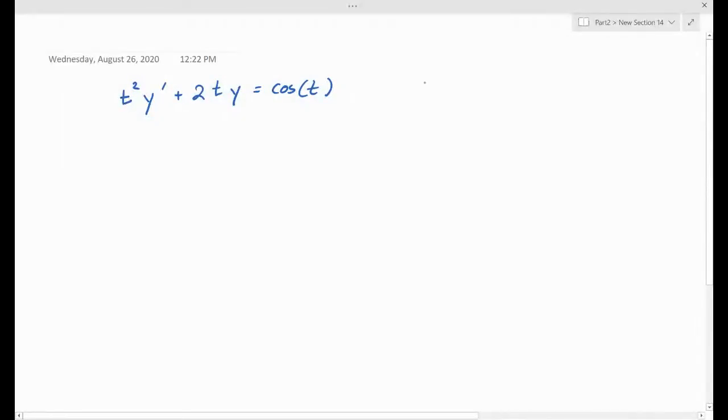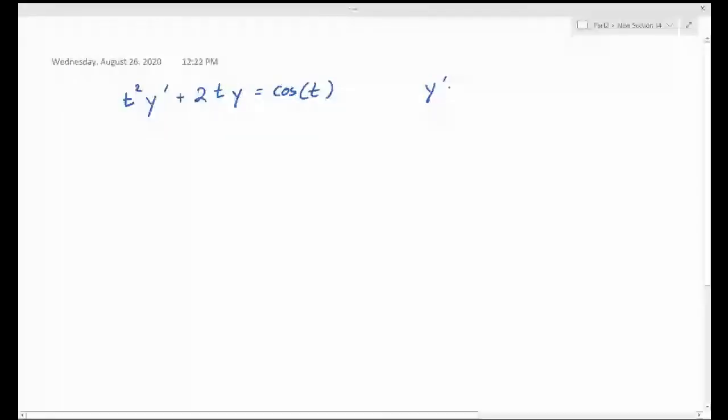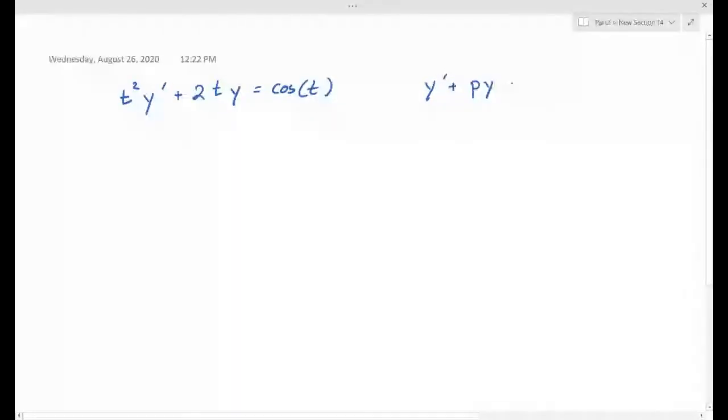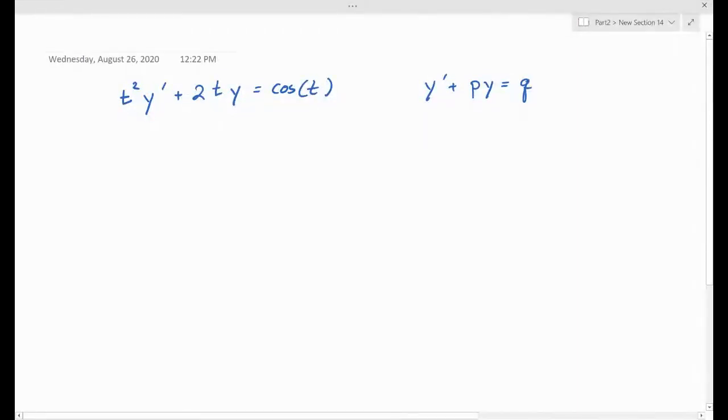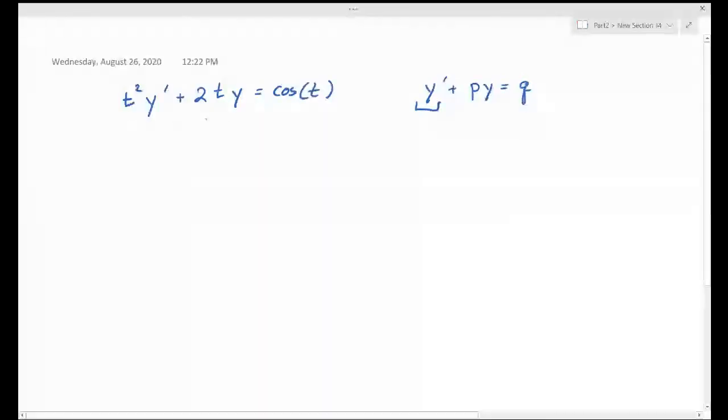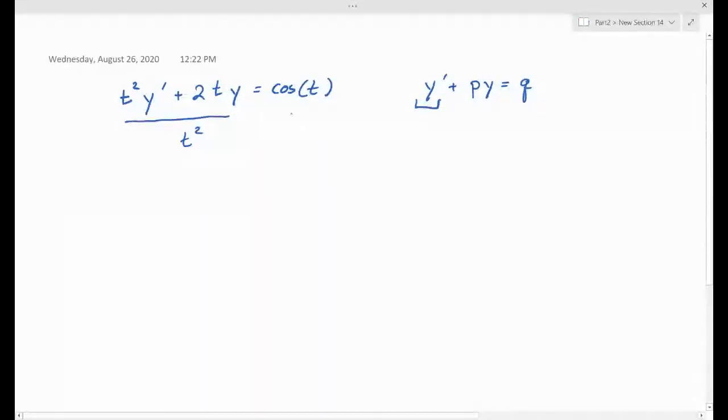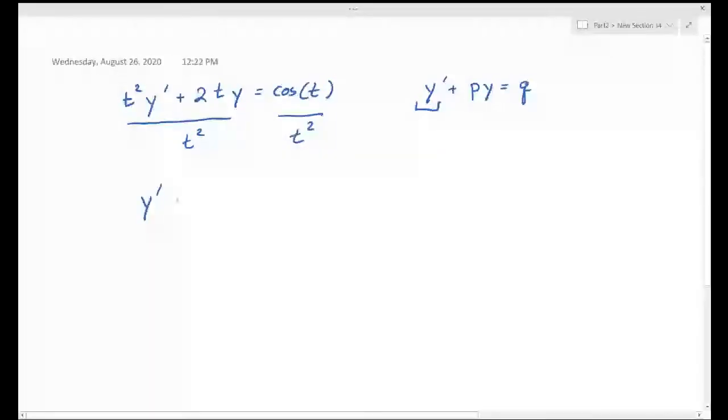Okay. So the first thing you'd want to do is make sure that it's written in the standard form before you correctly identify the integrating factor. So notice that in this standard form, y prime is being multiplied by 1. The coefficient is 1. So we first have to divide everything by t squared in order to get our differential equation in that conventional form.